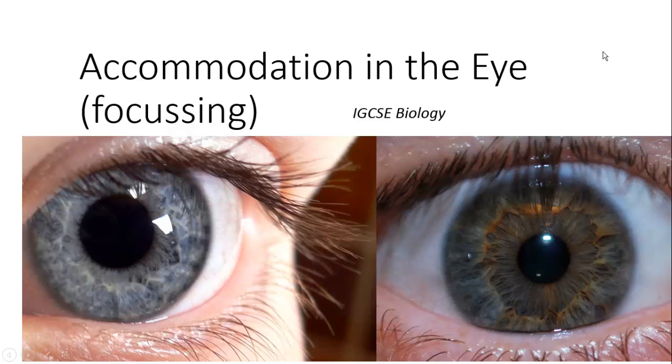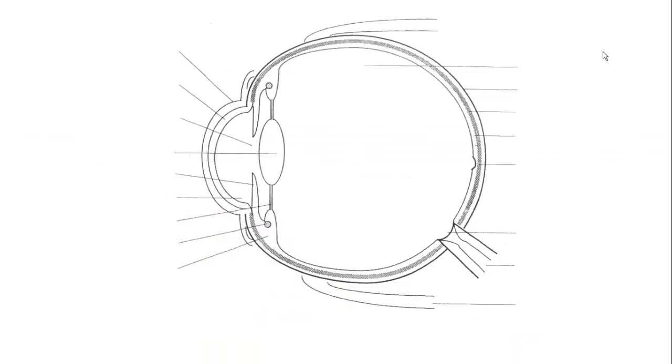Hello. We're thinking about accommodation in the eye in this video. That is how the eye focuses light onto the retina to give a clean and crisp image on the retina at the back of the eye, and how the different parts of the eye contribute to this process. Now, we've looked at the parts of the eye in a previous video.